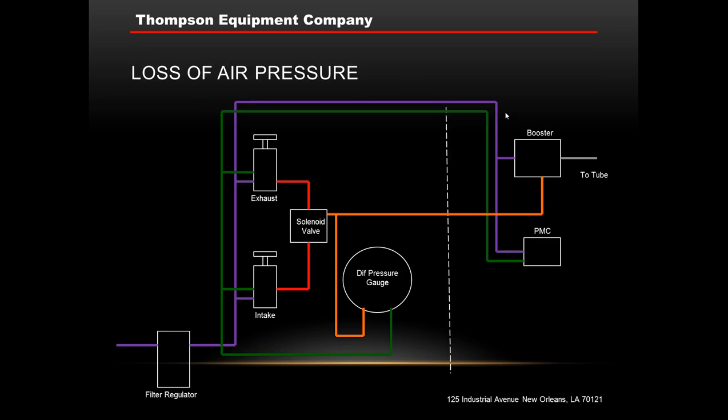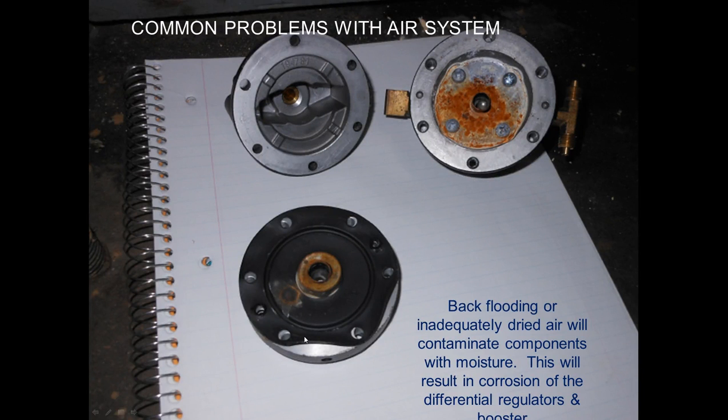So what happens when you have a loss of air pressure? Well, stock will start working its way back through the system. It'll hit the booster, the PMC, the two regulators, the solenoid valve, and the filter regulator. It's bad news for everybody.